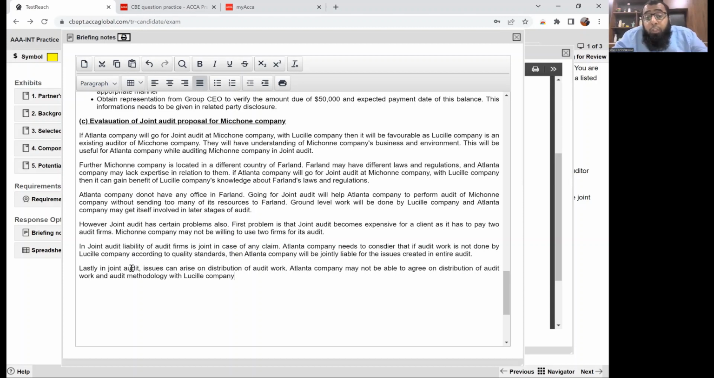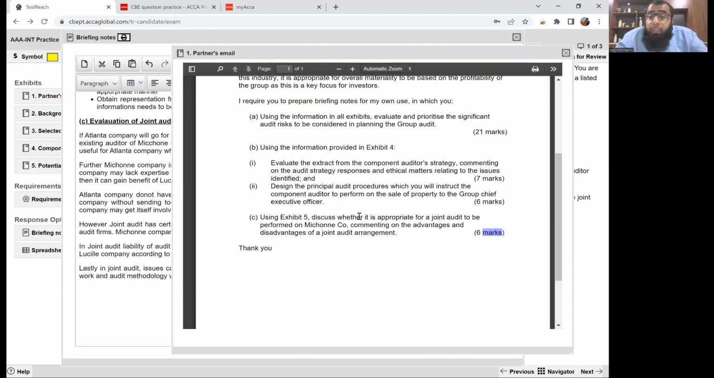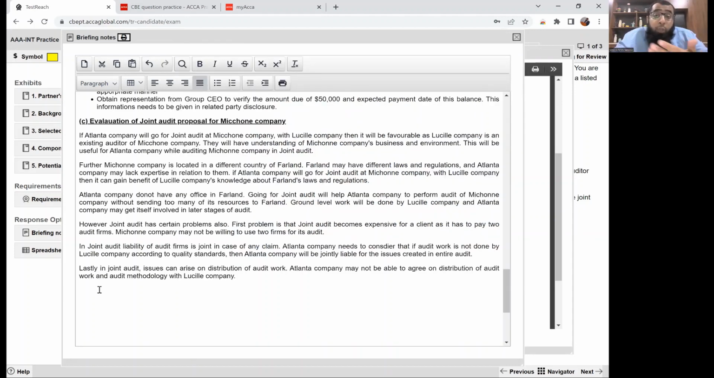Okay, so lastly, in joint audit, issues can arise on distribution of audit work. Atlanta company may not be able to agree on distribution of audit work and audit methodology with Lucille company. So distribution of work is one of the issues which will be faced. Now, if I ask you to give a recommendation, because it's the requirement, it was clearly written, discuss whether it is appropriate for joint audit to be performed, commenting on advantage and disadvantage.